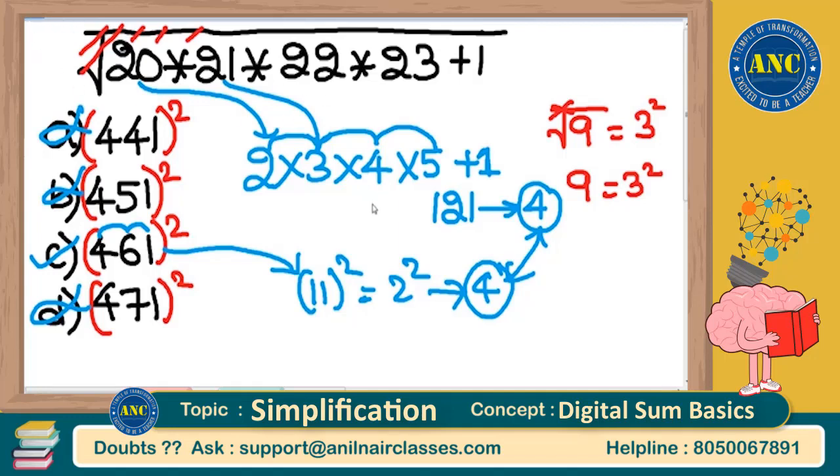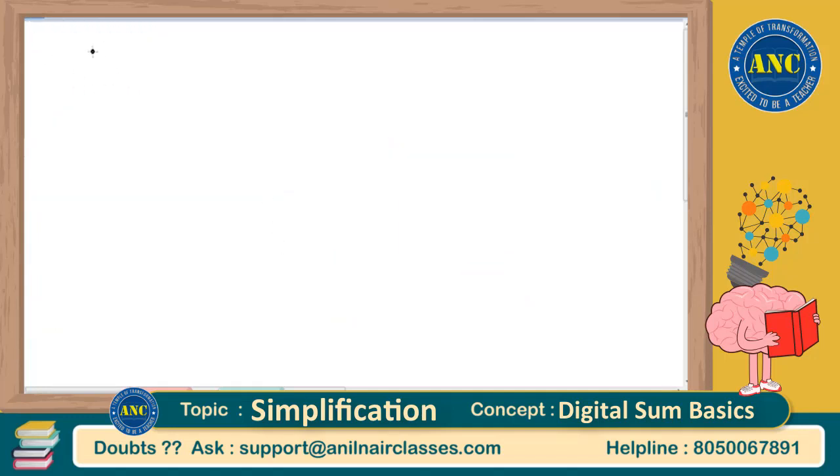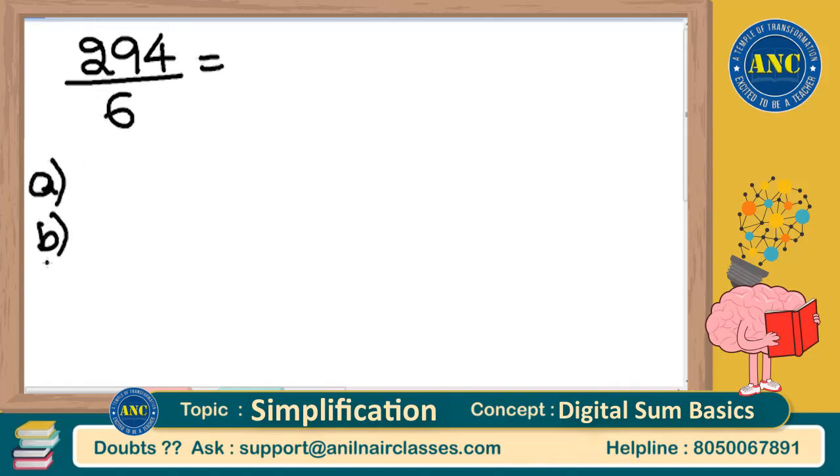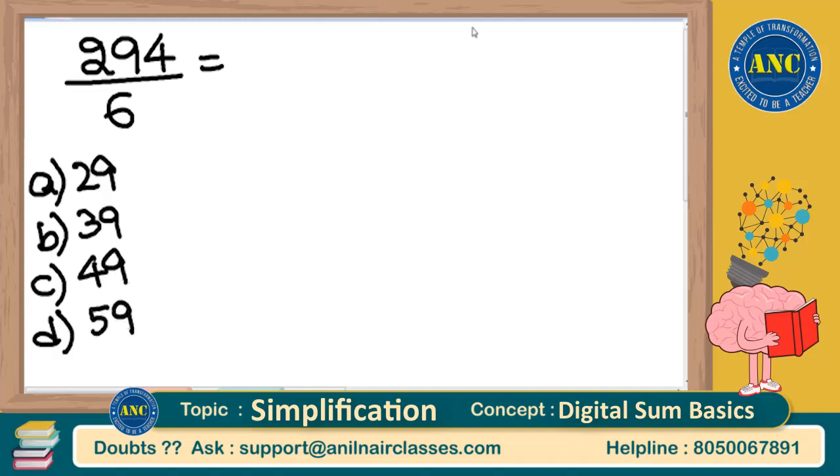Now, suppose for example, if the question is the division, 294 divided by 6. I am just taking an easy question for you to make you realize. Options are 29, 39, 49, 59. Suppose I directly apply digital sum: 9 is cancelled. 2 plus 4 is 6. 6 divided by 6 I will get, and I will get it as 1.